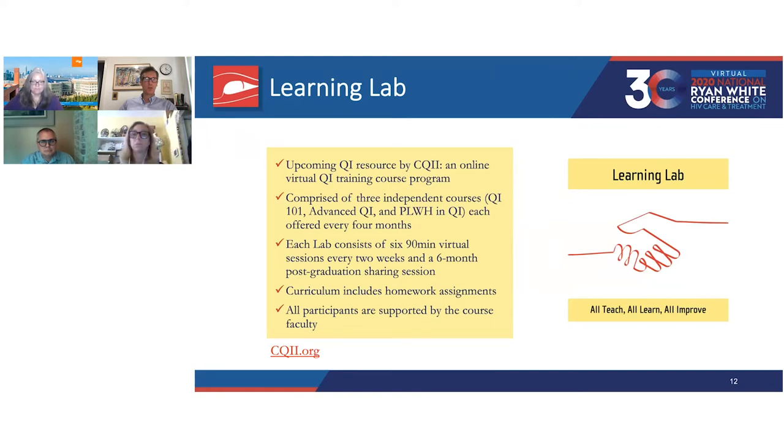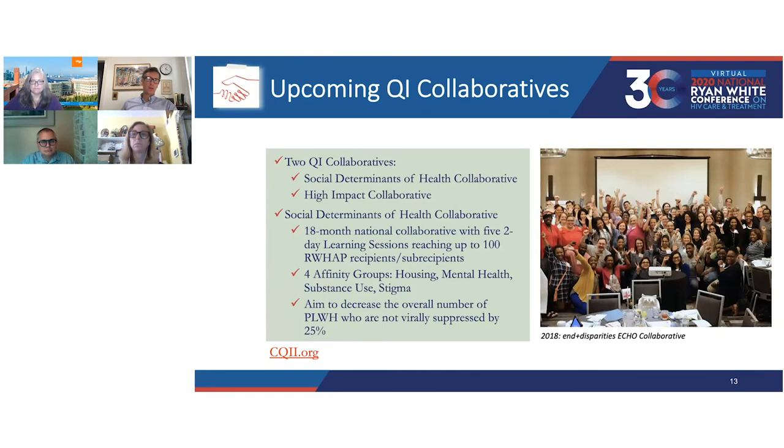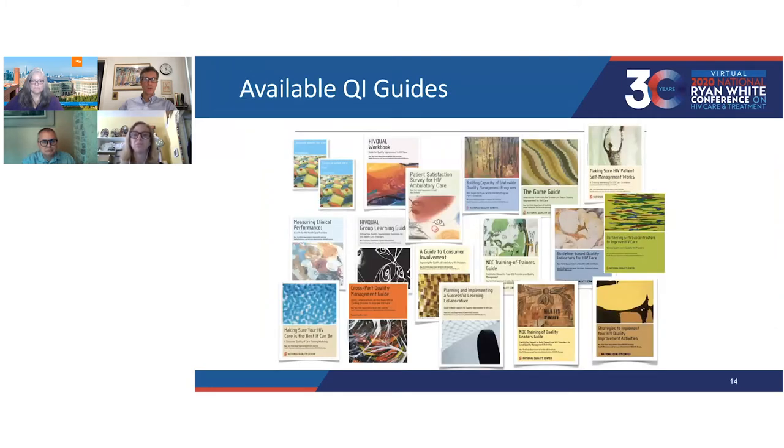training opportunities. And also I wanna point out quickly that we have an upcoming quality improvement collaborative. You see here a picture of our last collaborative that successfully concluded in December of 2019. And our next collaborative will focus on social determinants of health, specifically focusing on housing, mental health, and substance use. And I hope you can join us and really create a national momentum for change on social determinants of health. Here's just a picture of many of the resources available.